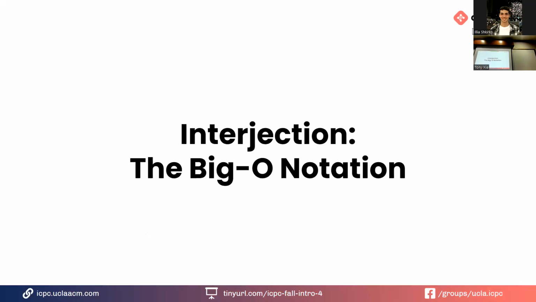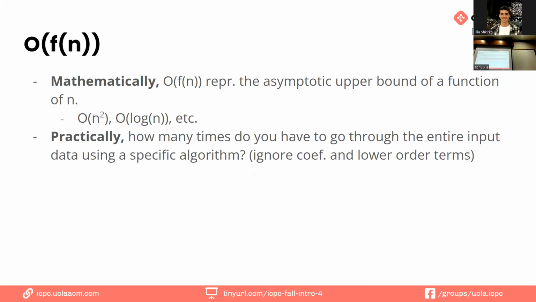Okay, so now we're going to talk about big O notation. Just to see, who here has not heard of big O notation before? So everyone has a general idea of what it is. Very great. Mathematically, O of f of n basically represents the asymptotic upper bound of a function of n. The most common time complexities, at least for competitive programming, are O of n squared, O of log n, O of n, and O of n log n.